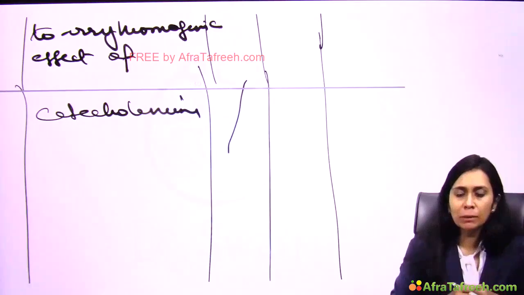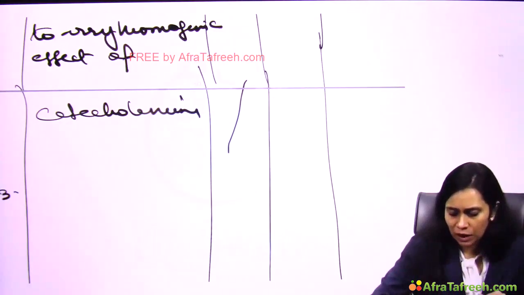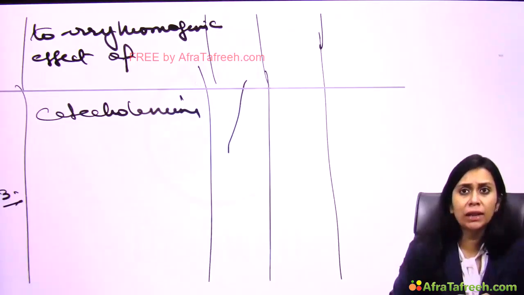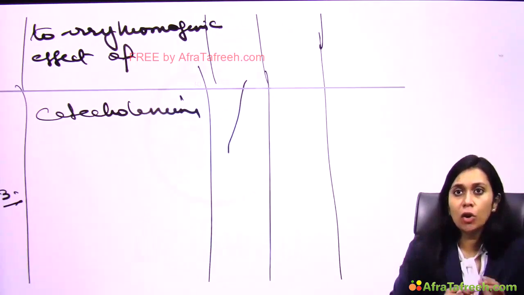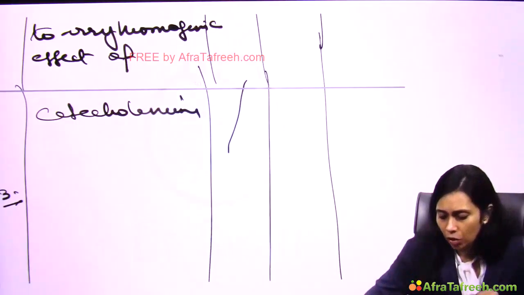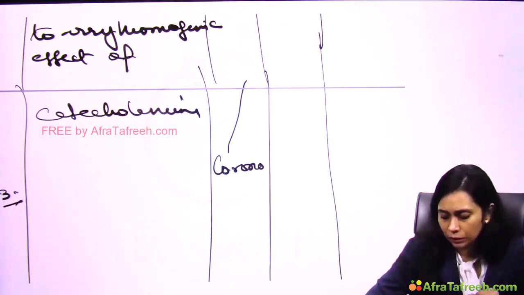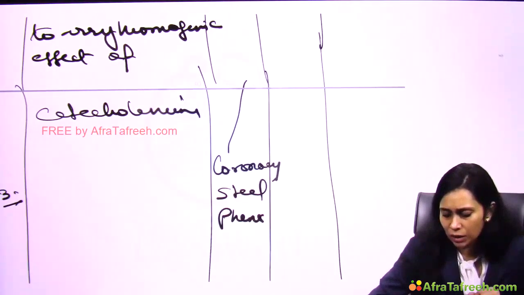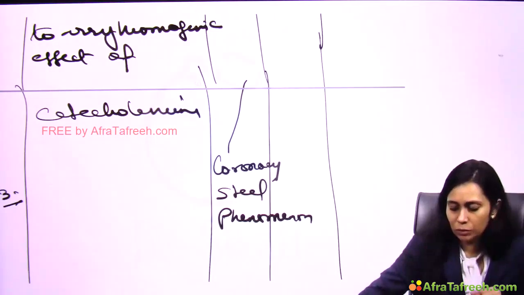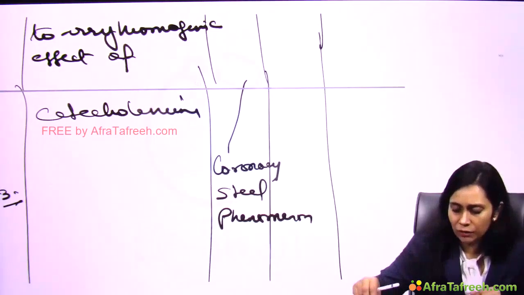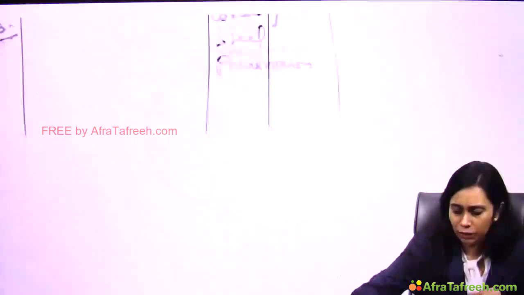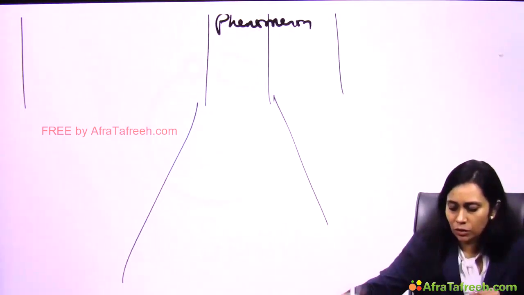Right? Okay, third effect. A special effect produced by only one inhalational agent, isoflurane. Isoflurane produces a unique phenomenon on the heart, the coronary steal phenomenon. What is this coronary steal phenomenon produced by isoflurane? Right? What is this coronary steal phenomenon?